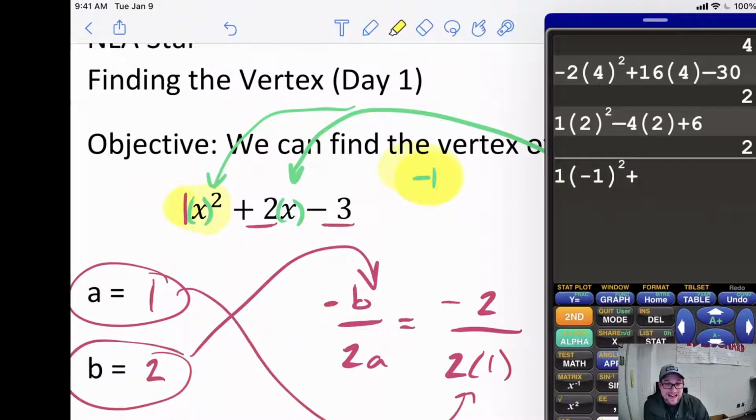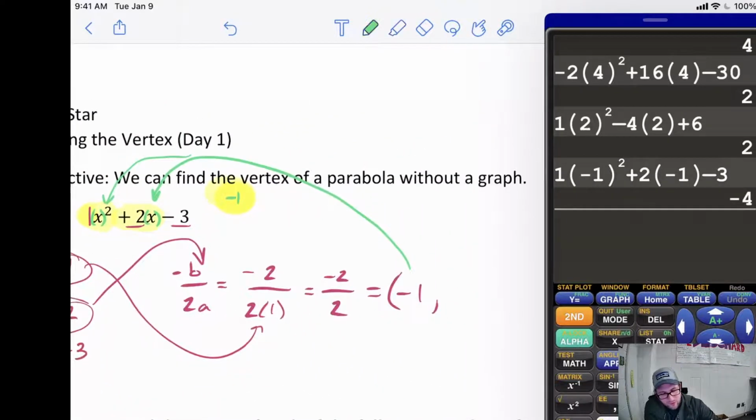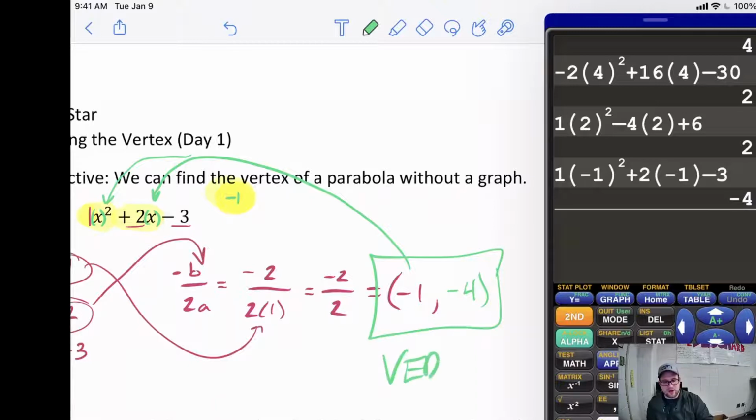Then we are going to add 2 parentheses, and in that parenthesis again goes a negative 1. So we've taken care of this part, and last but not least, we need to subtract. Use the minus button, 3. When you do that, you should get a negative 4 that comes out, and that negative 4 is the y-coordinate of our vertex. That is what we just found. We found our vertex. Nice job.